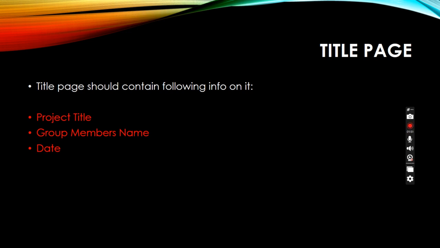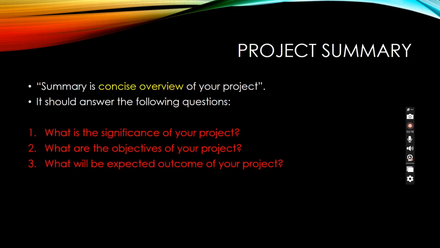Talking about the title page, it will actually contain these main three things. That is the title of your project. If you are doing the project individually, then you have to mention your name along with your roll number. But if you are doing your project in a group, you have to mention all the members of your group along with your individual roll numbers. And then you have to mention the date on which you are going to submit your proposal. This is the title page.